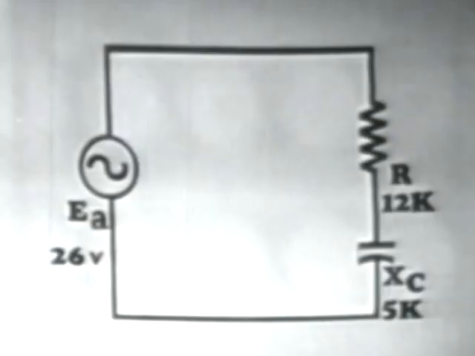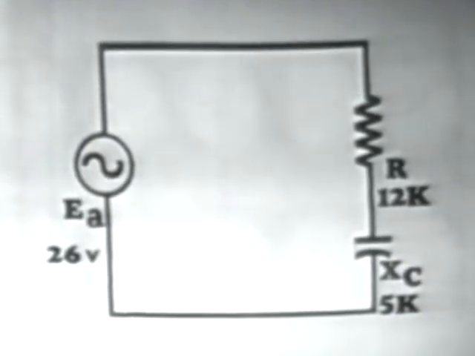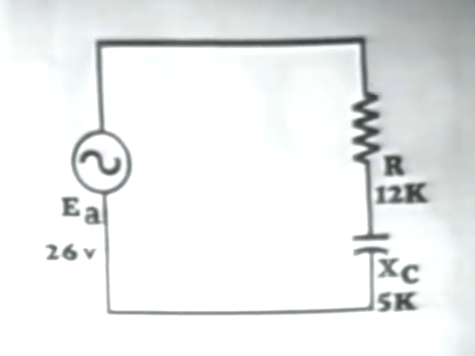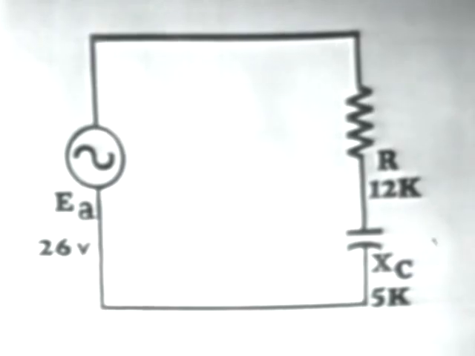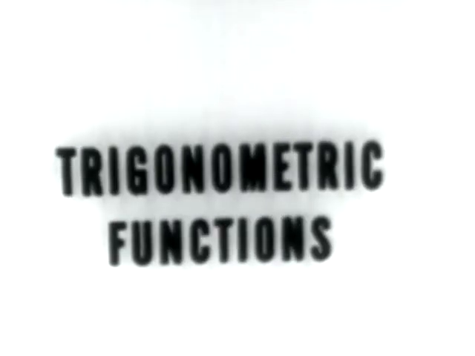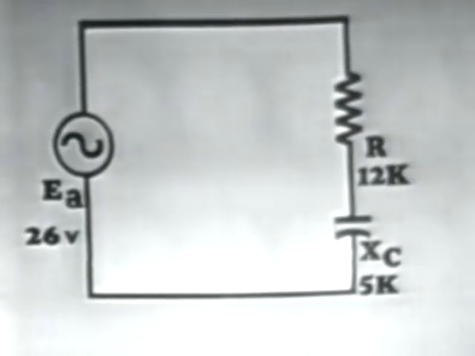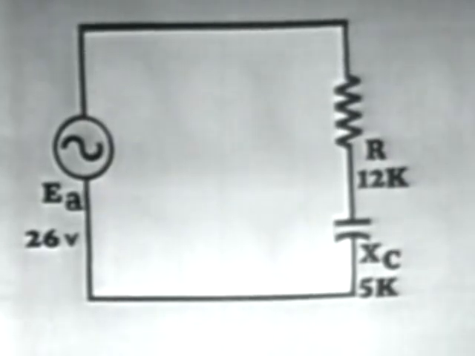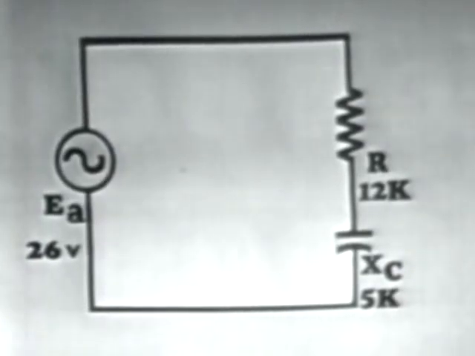Series RC circuits, what makes them so different? To understand the action of a series resistive capacitive network involves the use of 1, vector analysis, 2, Pythagorean theorem, and 3, trigonometric functions. Well, applying these three terms to our reactive circuit, or specifically this series RC circuit, let's begin by defining a vector.